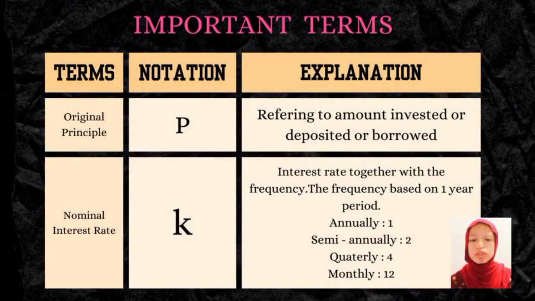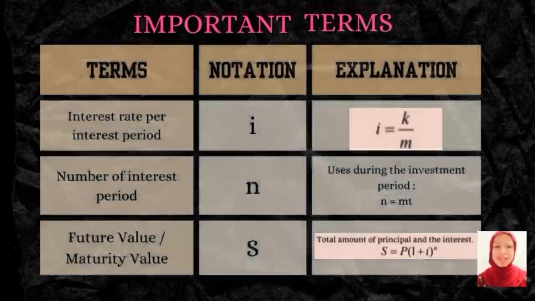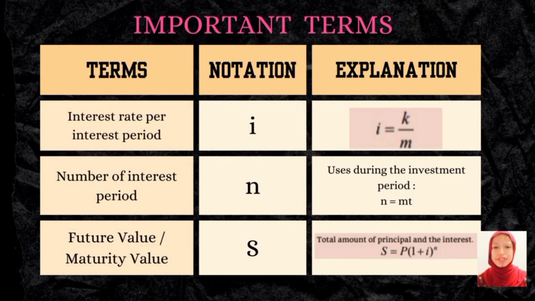The important terms in compound interest is original principal, which is P. P is referring to amount invested or deposited or borrowed. Secondly, we have nominal interest rate, which means K. Interest rate together with the frequency based on 1 year period. Thirdly, we have interest rate per interest period, which means i equal to k over m. Fourthly, we have number of interest period, which means n used during the investment period, n equal to mt.